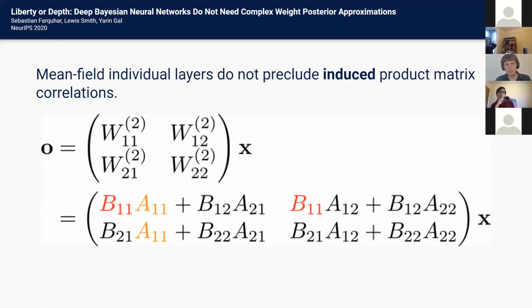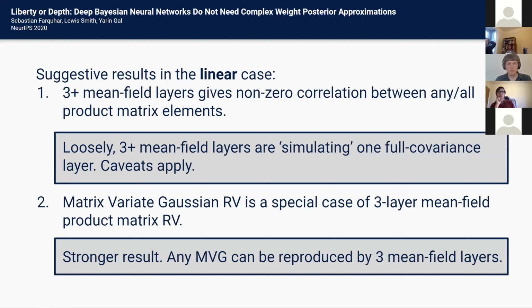And because we're in a linear setting, that's equivalent to saying something about the function, not just the weight distributions. And in the paper, we go into some detail that I'm not going to go into here, which gives some suggestive results in the linear case. One is that 3 or more mean field layers can simulate one full covariance layer, which is to say they can have non-zero correlations between any and all of the product matrix elements. There are some caveats to that result, and potentially a more interpretable one is that a matrix variate Gaussian random variable is a special case of a 3-layer mean field product matrix. So any MVG in the linear setting can be reproduced by 3 mean field ones.